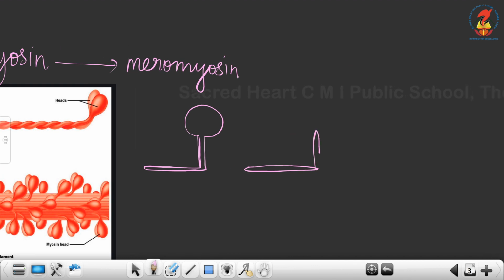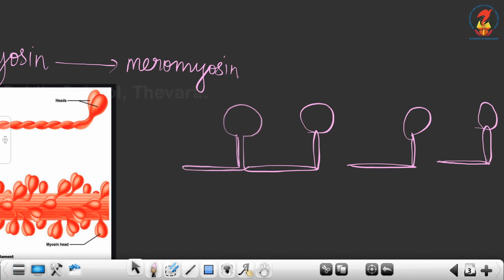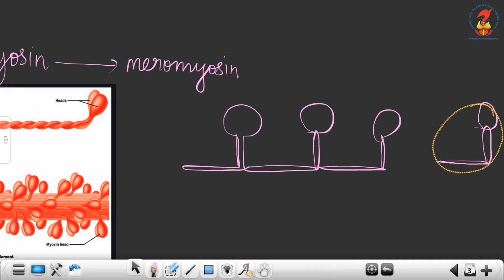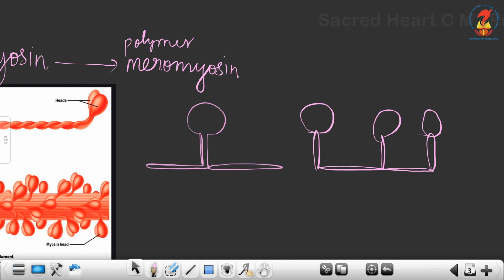So this is the tail, short arm, globular head. Tail, short arm, globular head. Tail, short arm, globular head. And I'll join these together to form the polymer called myosin. So now I got a myosin filament. So the structure of myosin is very simple because it is a polymer of meromyosin, and one meromyosin comprises of 3 parts.